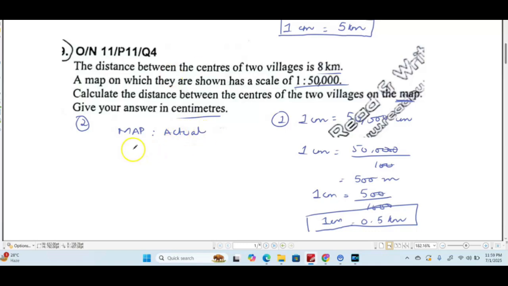ठीक है? So here we just can write 1 centimeter is equal to 0.5 kilometers. So here we have to find the distance on the map. ठीक है? And the actual has already been given to us, which is 8 kilometers. So we'll just cross multiply it. 8 kilometers is equal to 0.5x. So x would be equal to 8 by 0.5, which gives us 16 centimeter.